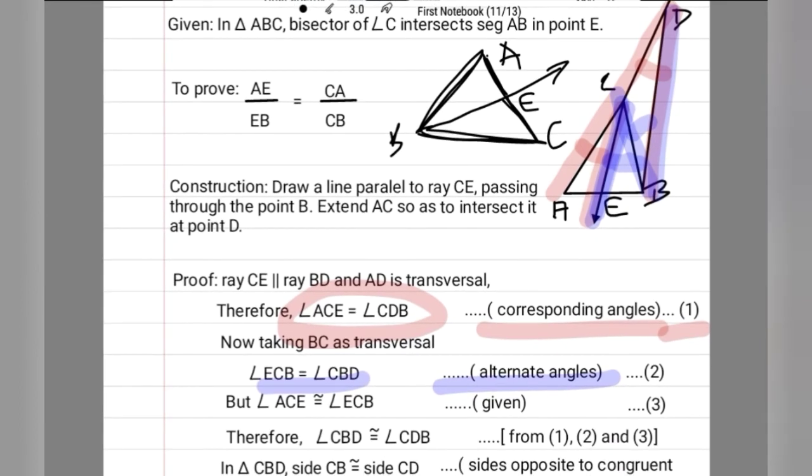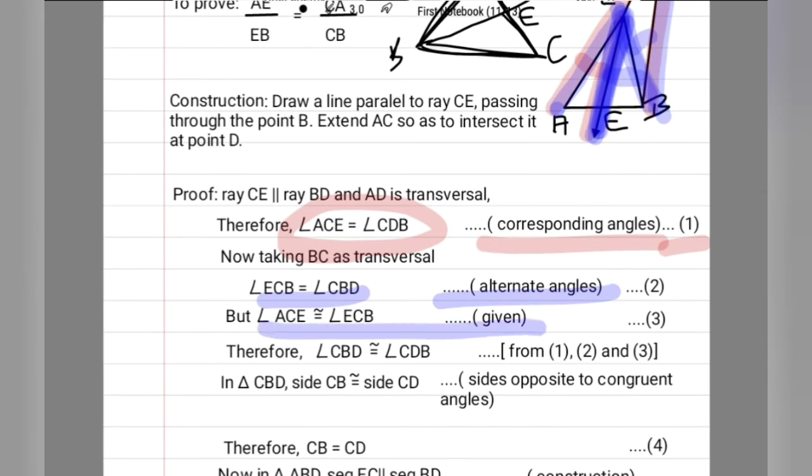Now we have said that the ray CE is the angle bisector of angle C. So the third equation we get is angle ACE is equal to angle ECB. Okay, because why? CE is the angle bisector of C, so it divides the angle into two equal parts. So this is the third equation which we get.